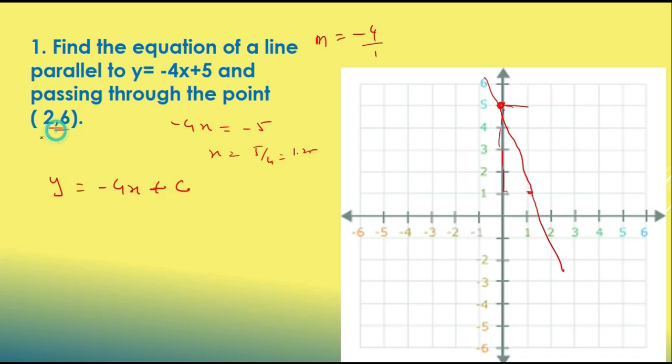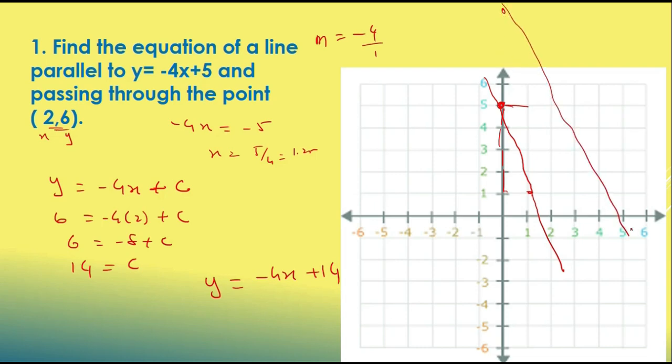So we need to find only the c, which is the y-intercept. Put this point here, this is x value, y value. Y is 6, so 6 is equal to minus 4 times 2 plus c. 6 is equal to minus 8 plus c. C is 8 plus 6, which is 14. So the equation of the line is y is equal to minus 4x plus 14. So the y-intercept is somewhere above at 14, and it is going parallel to the same line because the slope is same, minus 4. This is the answer for that one.